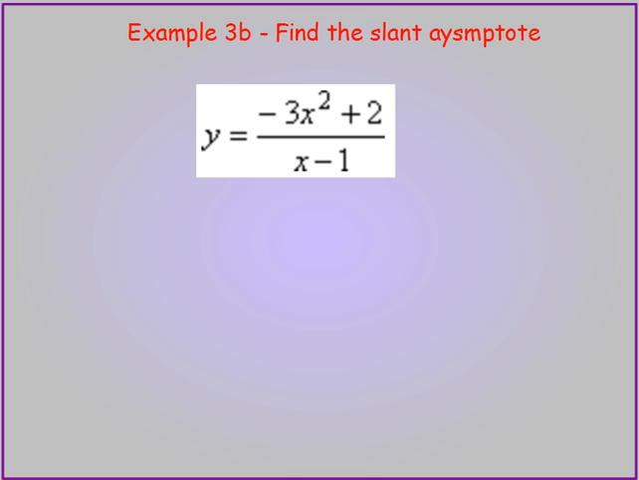Okay? So I have y equals negative 3x squared plus 2 over x minus 1. Is it a rational function? Yeah, it's a rational function. It's a polynomial divided by another polynomial, right? What's the degree of the top? What's the degree of the bottom? So what does that mean? There is no HA, so I can proceed to find my SA.